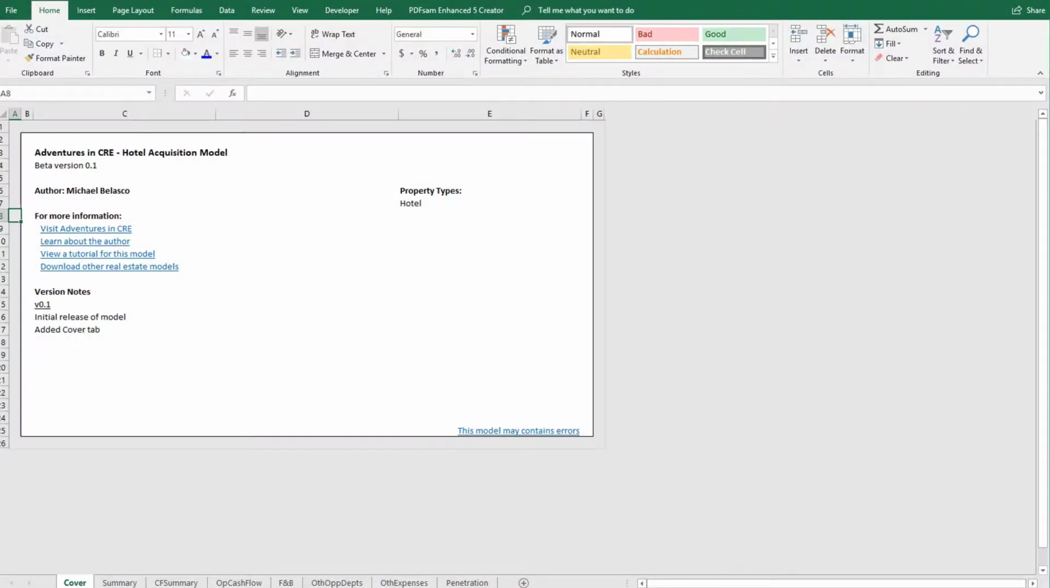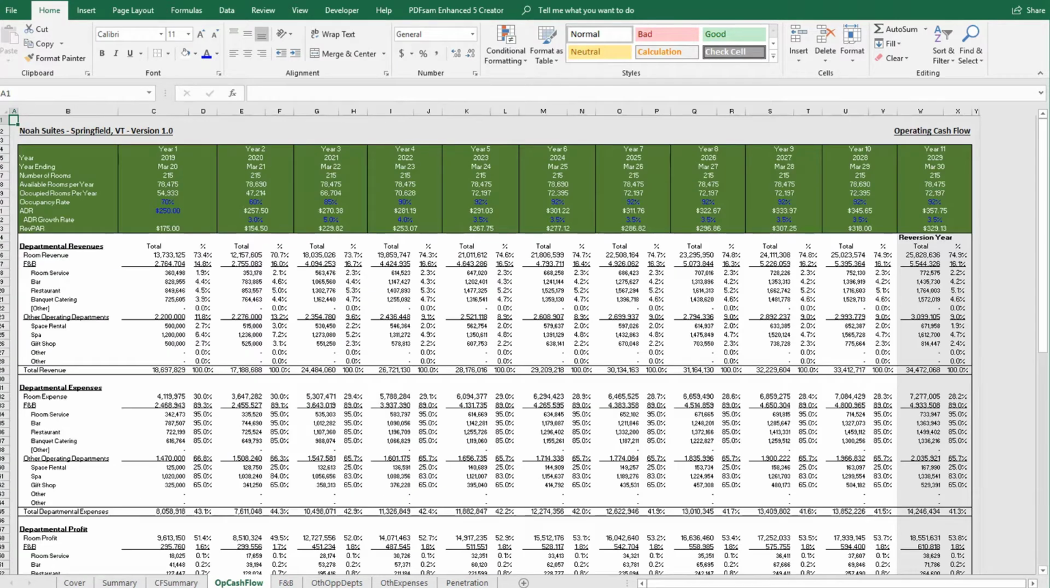All right, so welcome to video number three of our walkthrough of the Adventures in CRE Hotel Acquisition Model. In this video, we are going to go over the operating cash flow tab in detail. All right, so let's start by doing a high-level overview of how this hotel cash flow is structured.